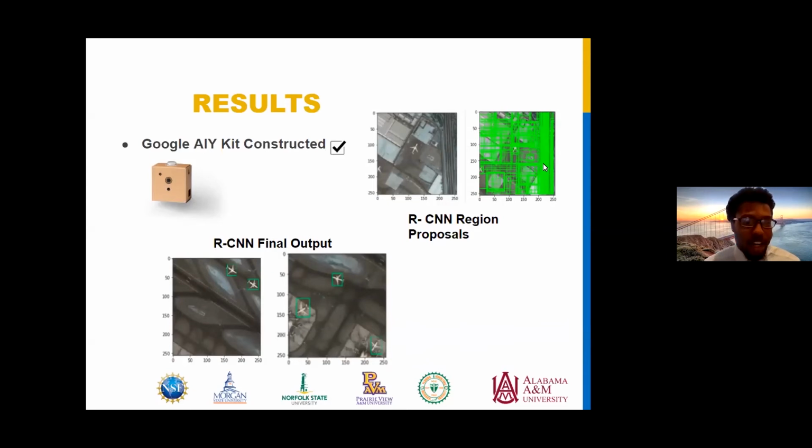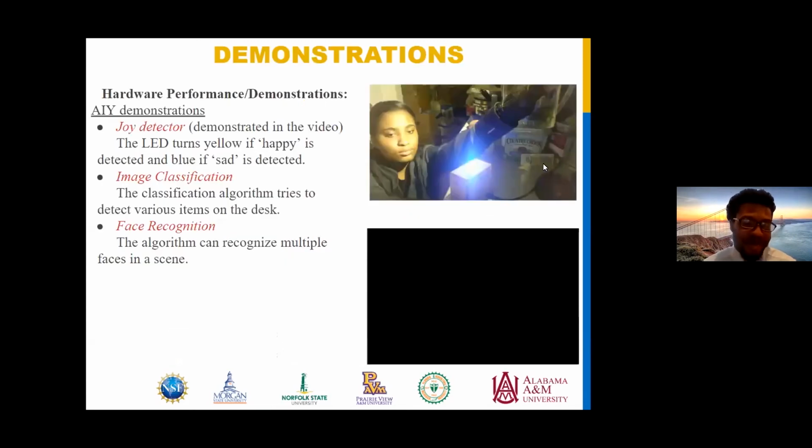And the picture on the bottom is the final output from the RCN algorithm. This data set was airplanes, so we wanted to put bounding boxes around the airplane. And this is basically what we wanted. That's the overall goal of this algorithm, to put bounding boxes around the objects we are trying to detect. And on the next slide, Sierra Johnson will go over our demonstrations.